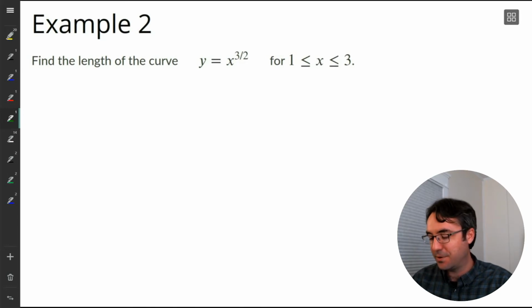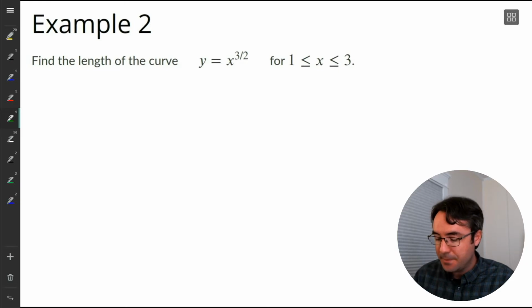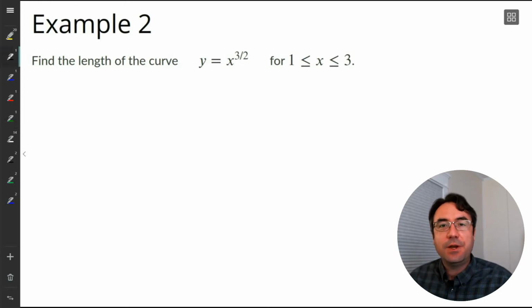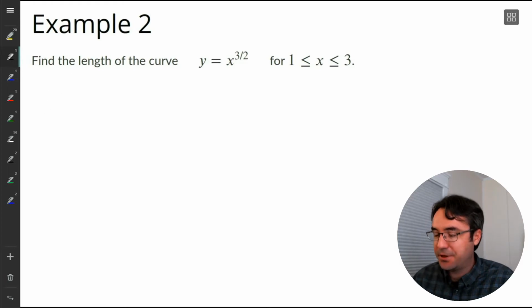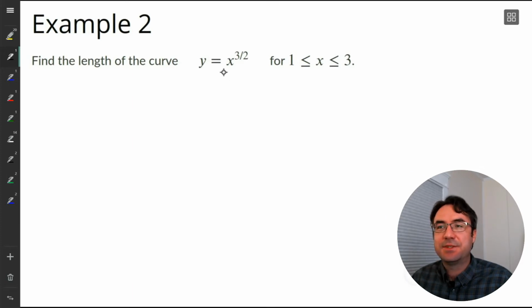So here we're given the curve y equal to x raised to the 3/2 power, where x is between 1 and 3. We want to find the length of this curve. So we know what pieces we need. So let's actually calculate these off to the side, and then we'll go through the main section of our work. It helps to sometimes do the derivative squared just off to the side. Work with the piece that's under the square root first. Then once you've simplified it as much as you can, plug it into the integral.